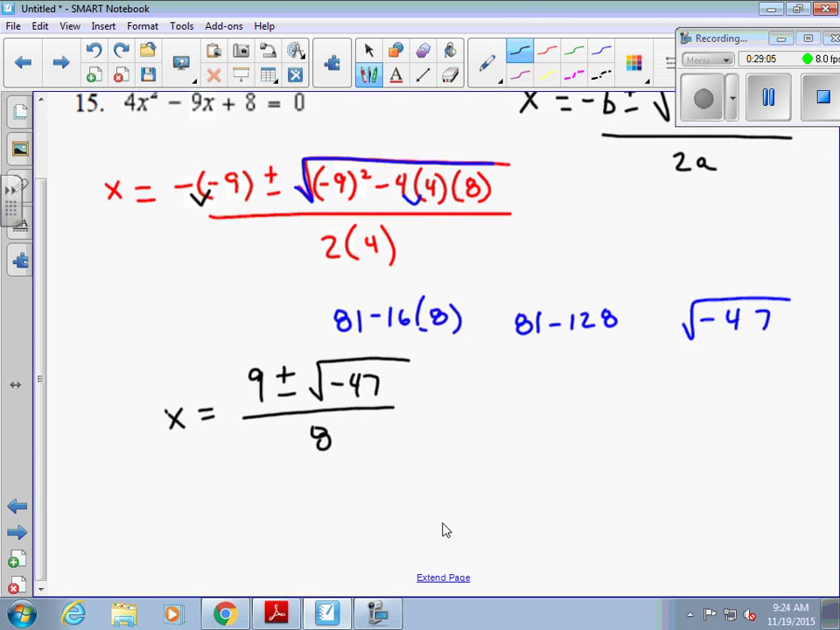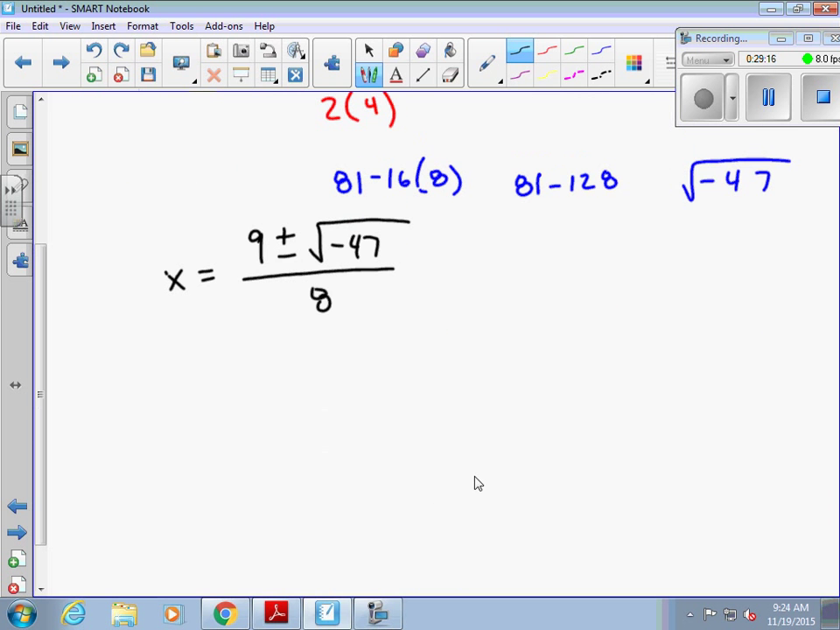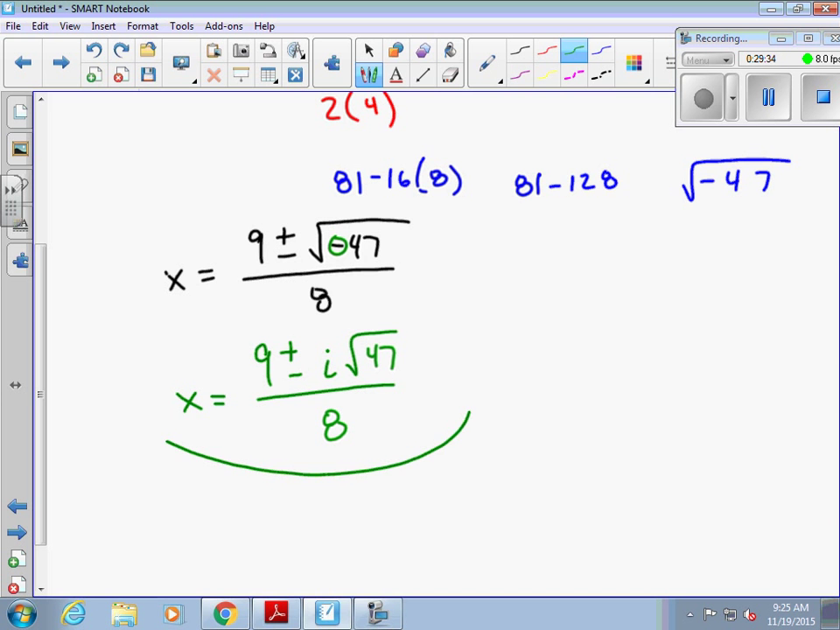Remember, anytime you have a negative value in the discriminant or under the radical like this, you're going to get two imaginary answers. So first things first, undo the fact that there's this negative here. 9 plus or minus i times the square root of 47 over 8. There's no perfect square that goes into 47. So as bad looking as this looks, this is the most simplified answer that you can get by using the quadratic formula.